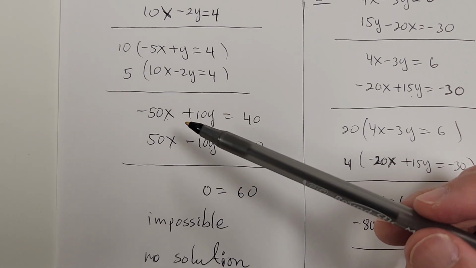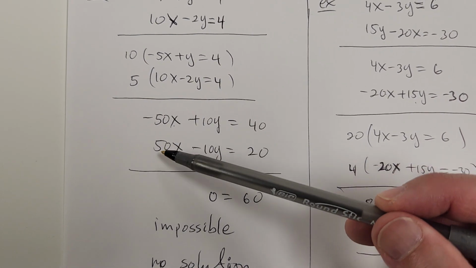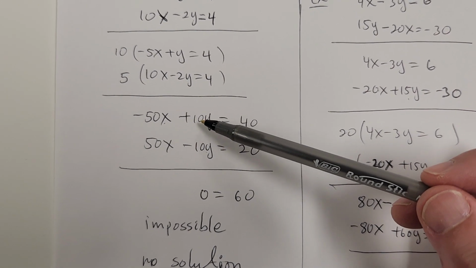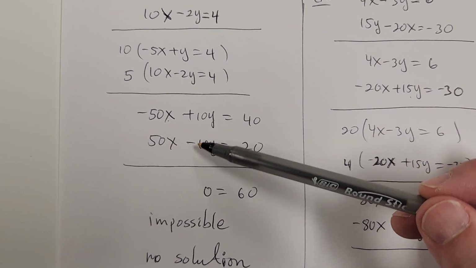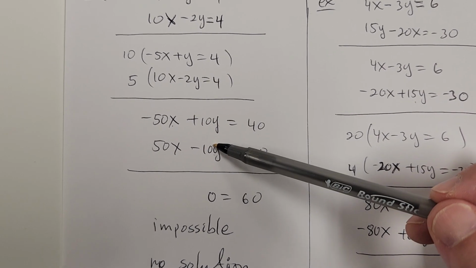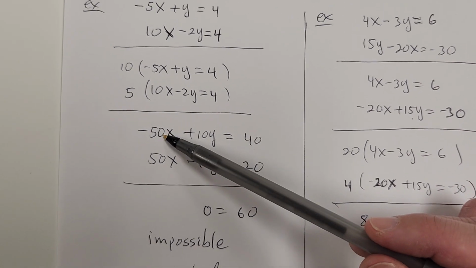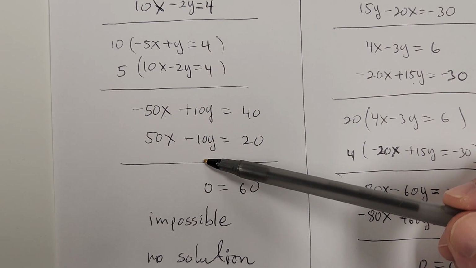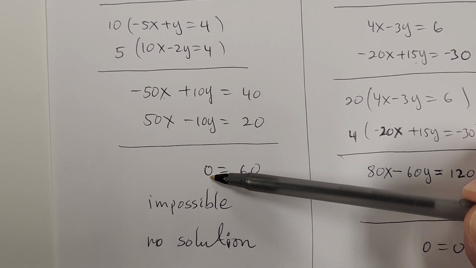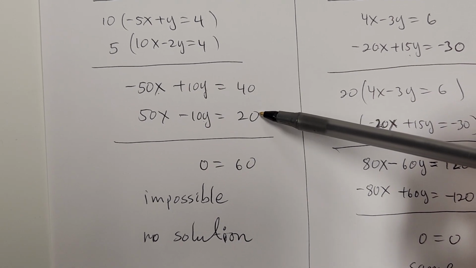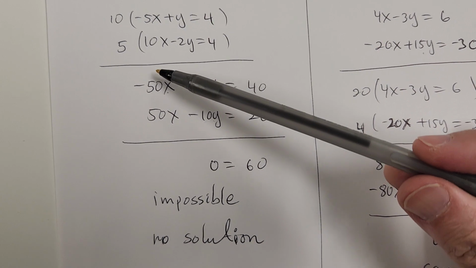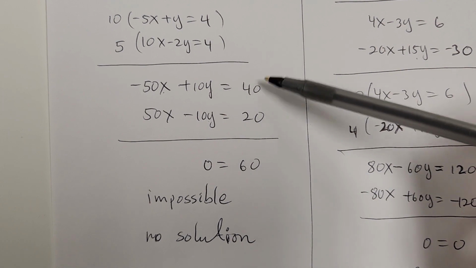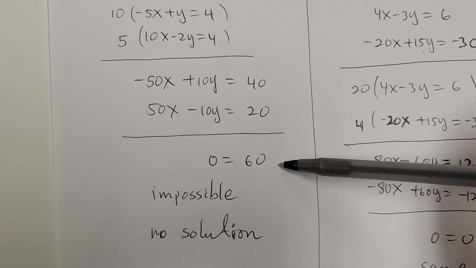Okay, next, as you can see, they are the same number. They are opposite of each other, so this 50 goes away. Also, this is a 10, this is also a 10, and they are opposite of each other, so they also go away. So the x and the y go away as well. All I have left is just 0. And then bring down 40 plus 20 gives me 60. So all I have left is 0 equals 60.